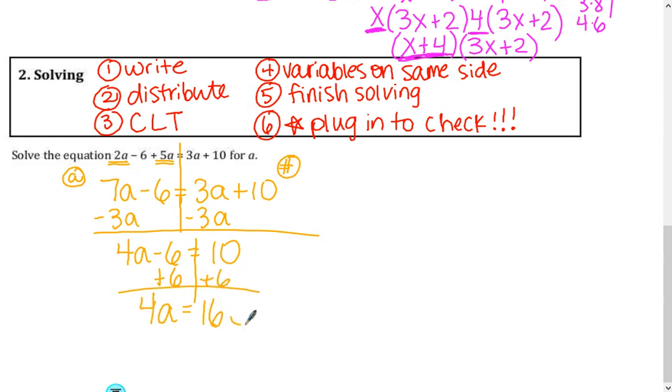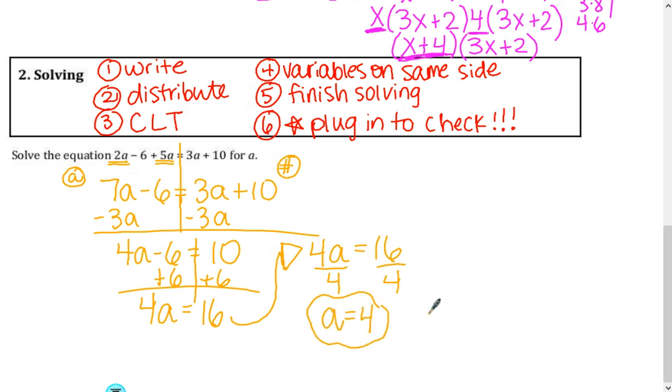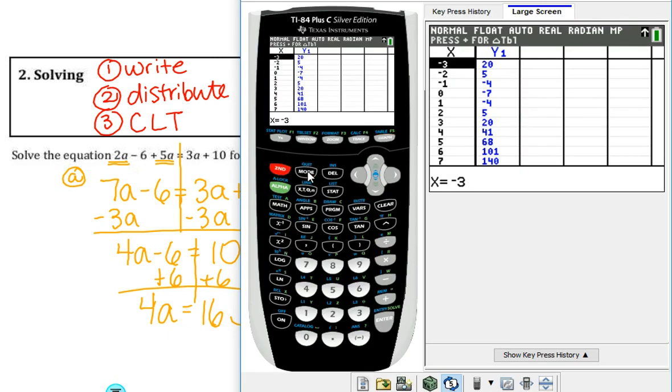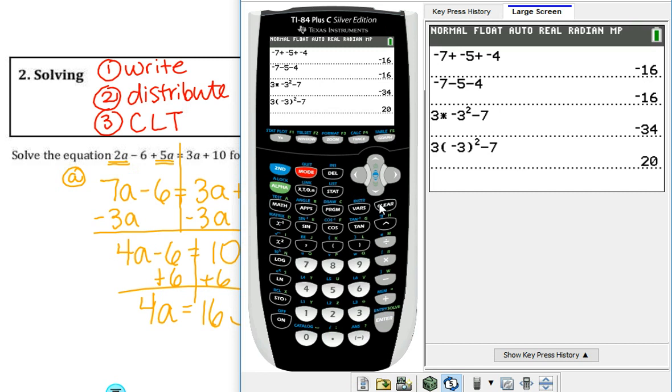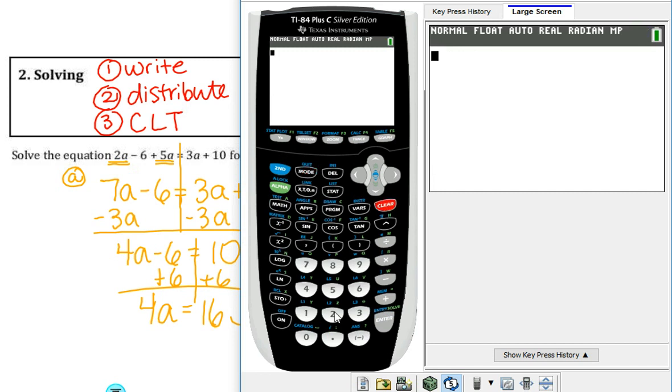4A equals 16. And in my last step, I'm going to divide both sides by 4. So I get A equals 4. Now again, check yourself before you wreck yourself. How can I double check myself? Well, this is hopefully an easy problem that I don't want to miss on the test. So I'm going to input it in for all my A values on the left.